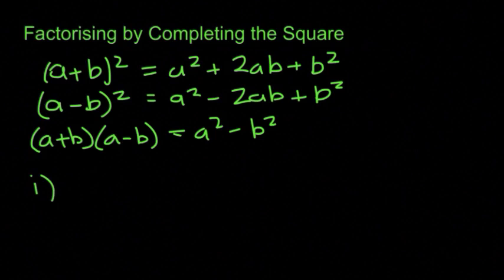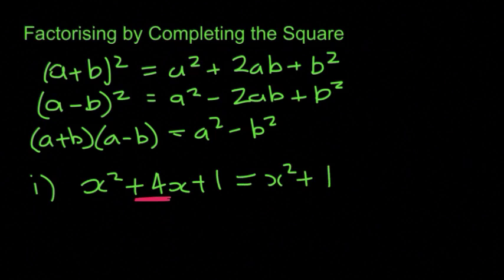For example 1, take the expression x squared plus 4x plus 1. Now, you might think that you can factorise that, but there is no way you'll be able to factorise it using the PSF method. So we're going to factorise this by completing the square. The way we do this is we look at the coefficient in front of the x. For the moment, you just need to follow this process, and your understanding of why we do it will come in time. We're going to say that's equal to x squared plus 4x.